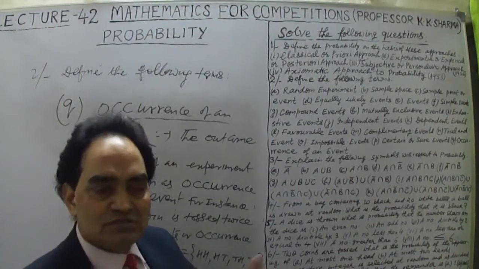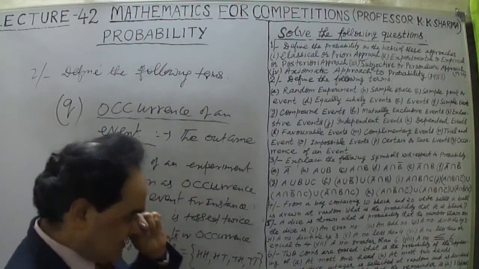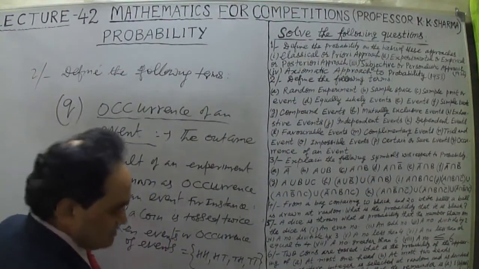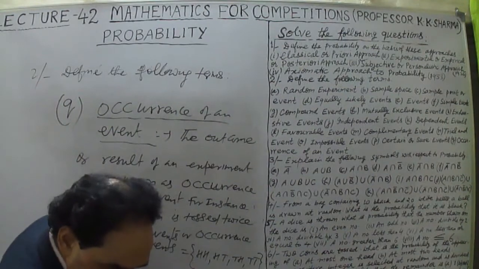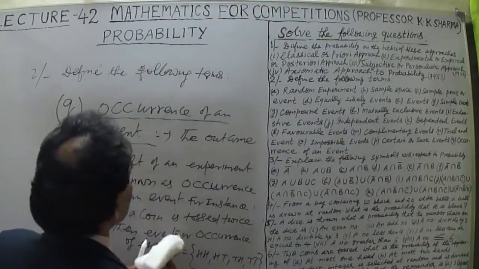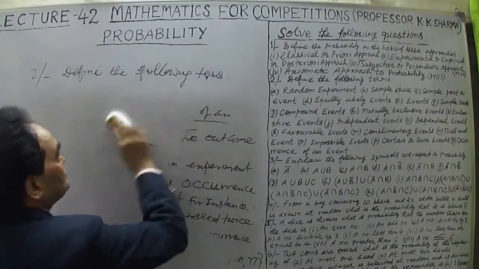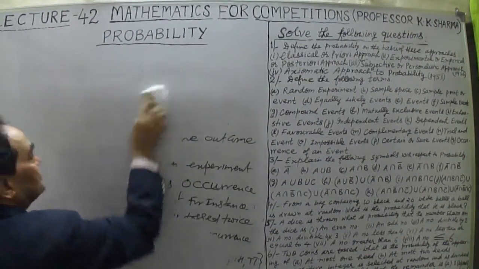So occurrence means the trial has happened. Occurrence of an event means the result has come, the outcome has come. That is how the occurrence of events works. All these are done, so question number 2 is now completed.